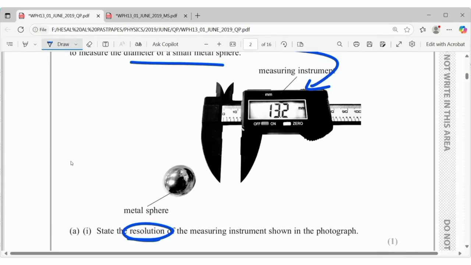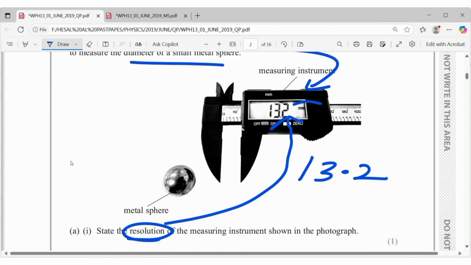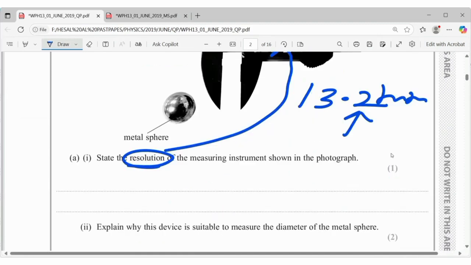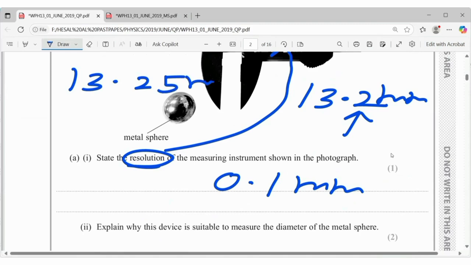From where do we get the answer here? From this value. It says 13.2. The unit is millimeter. This is up to the tenth place, that means first decimal place. So your answer should be 0.1 millimeter. Suppose that here it gives a value 13.25 millimeter. So it is up to 2 decimal places. So there you can get the answer as 0.01 millimeters.